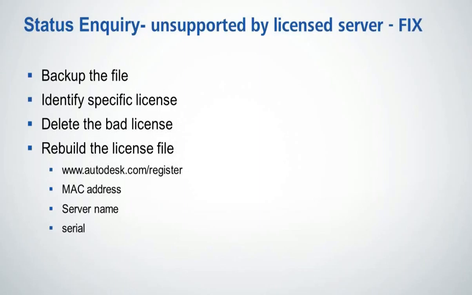Rebuilding a file should be as simple as going to autodesk.com/register and logging in. When you do that, you'll of course need to know the MAC address, you'll need to know the server name, and you'll need to know the serial number that you have for the product that you're having an issue with. With that information, you should get a new file built, and then you can just put it in place, stop and start the services, and you should be good.